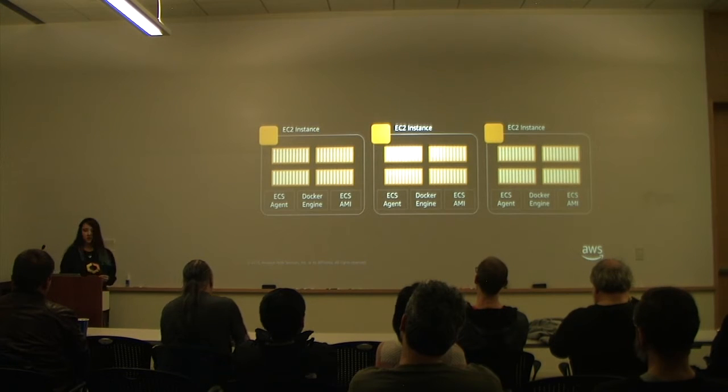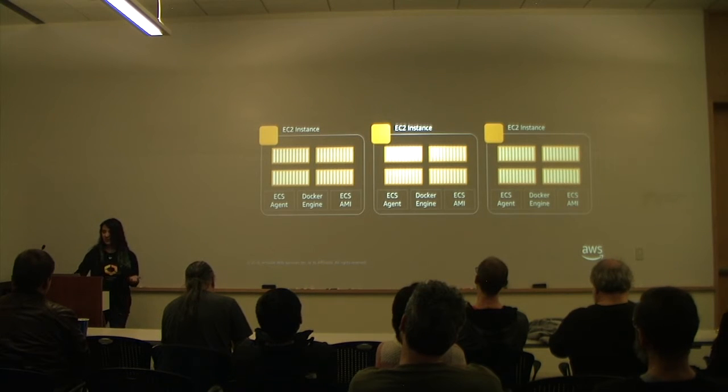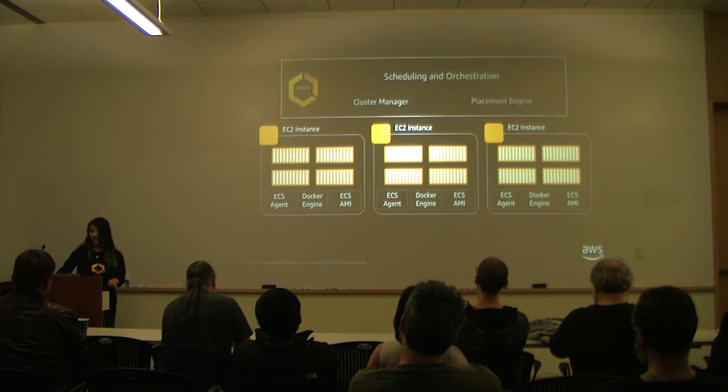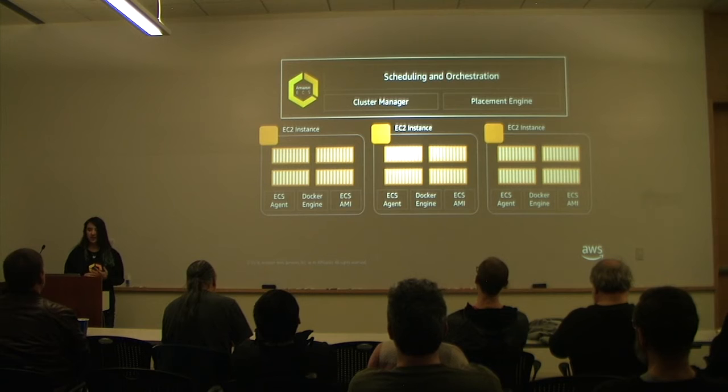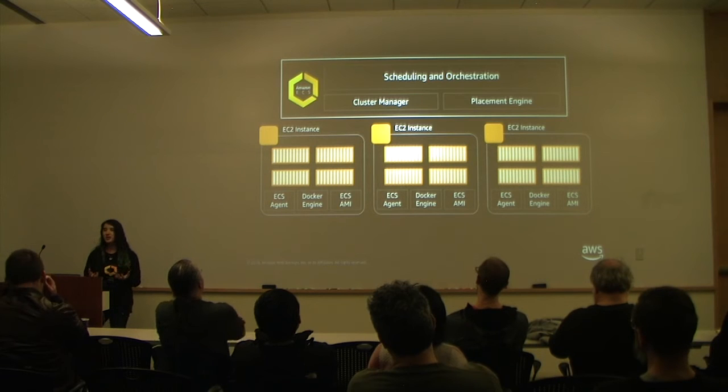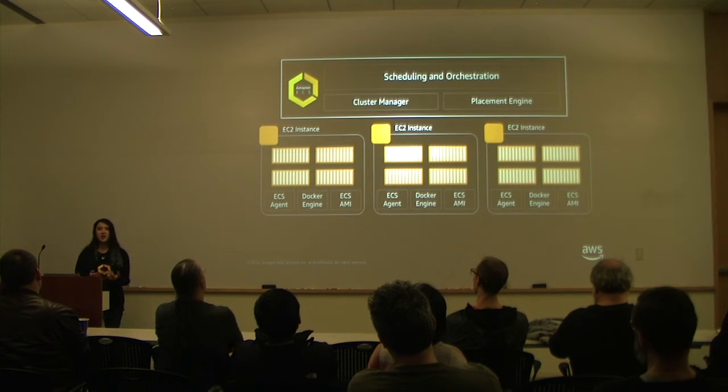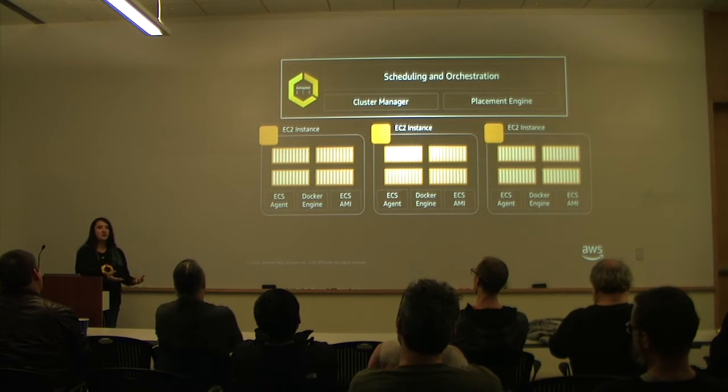So the real picture looks something like this. You have all of your EC2 instances, and then you have Amazon ECS, which is dealing with scheduling and orchestration. But people just wanted to run their containers. They didn't want to have to worry about what version they have of Docker, etc.